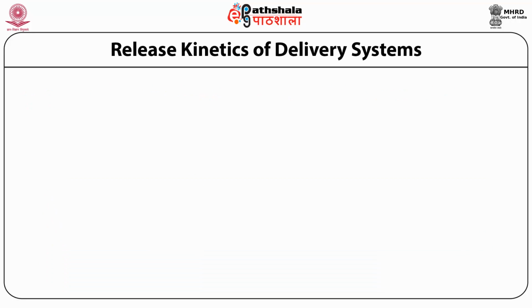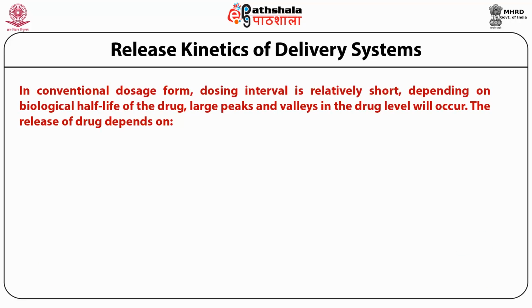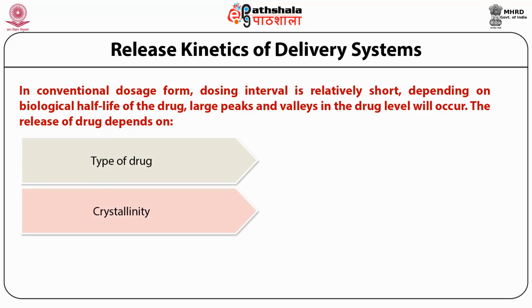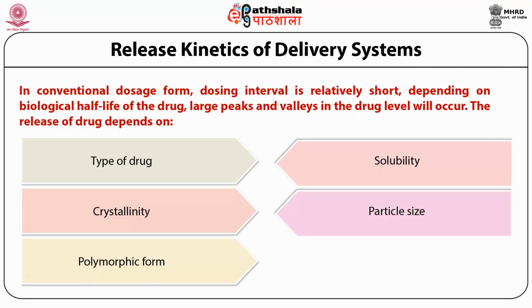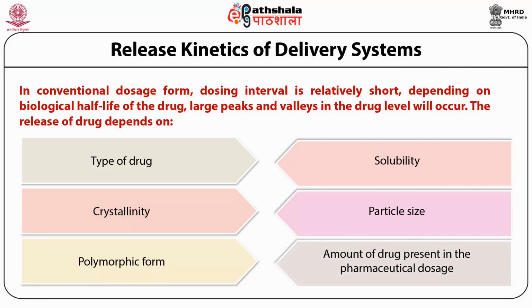It is well understood that in conventional dosage form, dosing interval is relatively short. Depending on the biological half-life of the drug, large peaks and valleys in the drug level will occur. The release of the drug will definitely depend on some of its own properties. The first of them is the type of the drug, its crystallinity, polymorphic form, solubility, particle size, and the amount of drug present in the pharmaceutical dosage form.